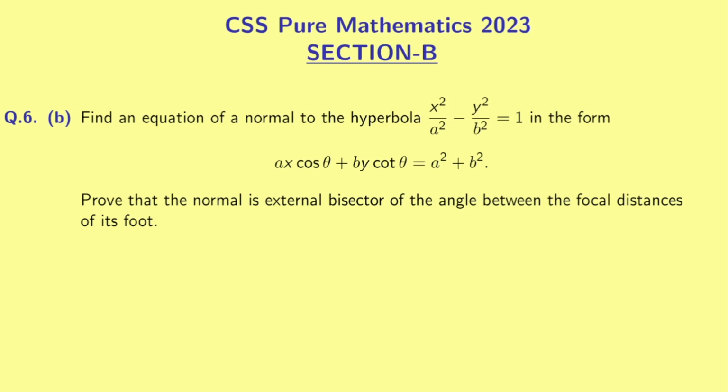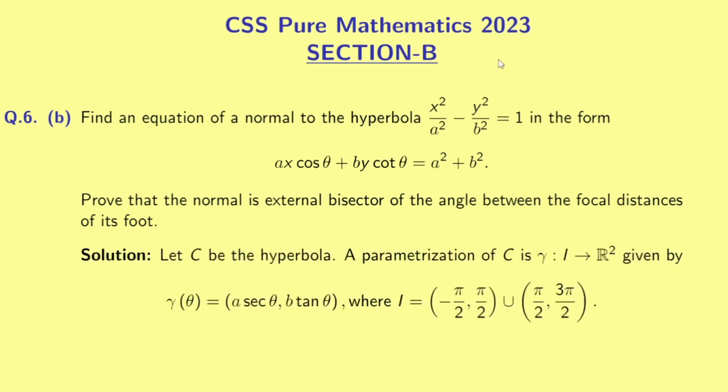For the second part, we are asked to prove that this normal line is the external bisector of the angle between the focal distances of its foot, meaning the point at which the normal line intersects the curve. So let's begin by solving the first part.